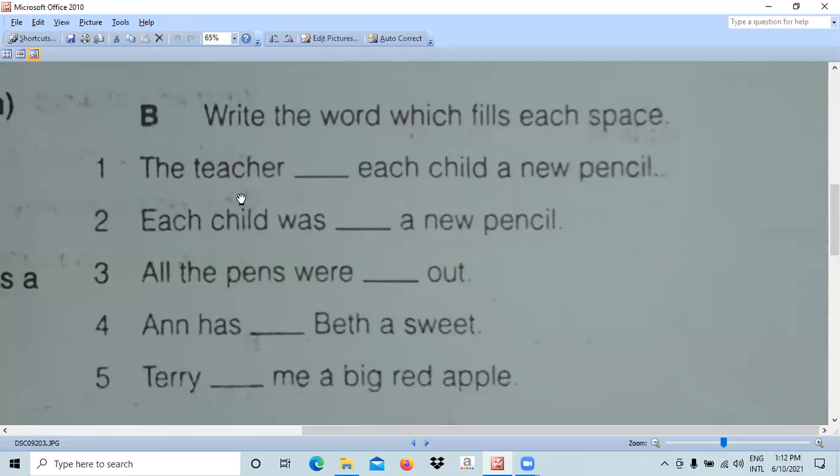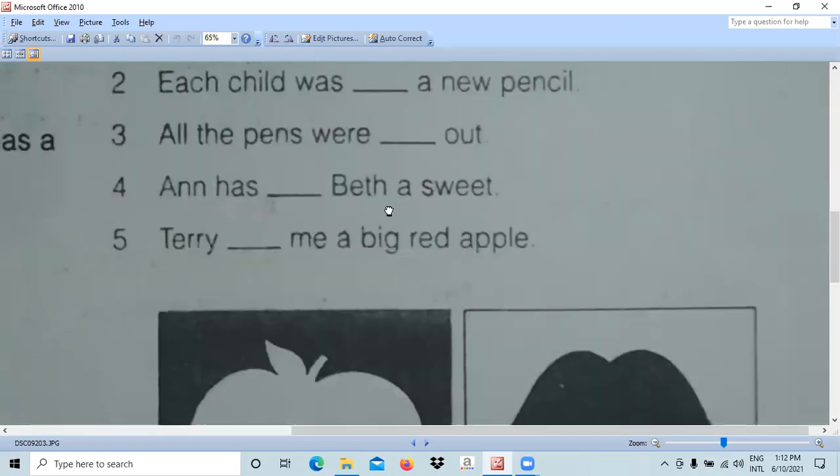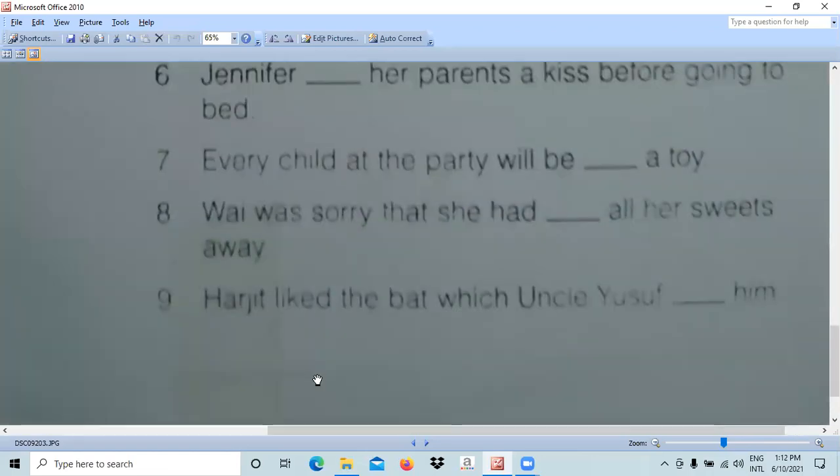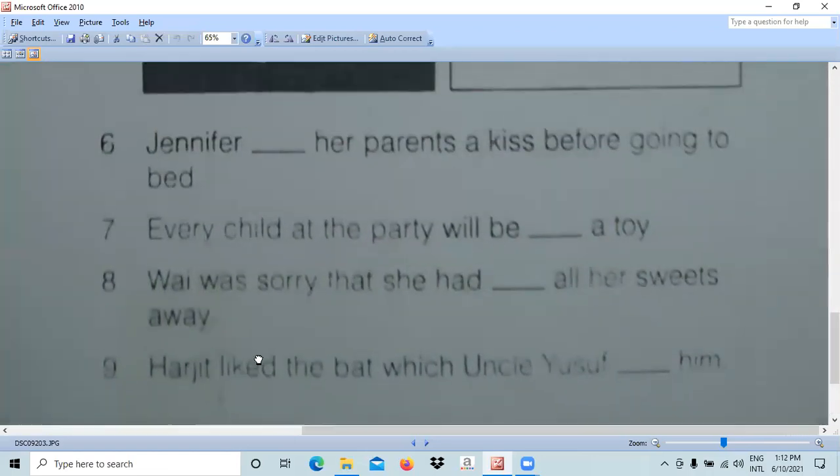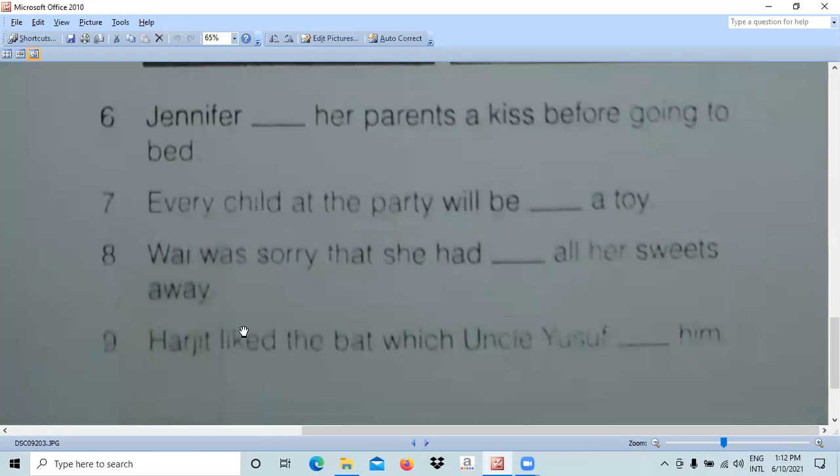The teacher gave each child a new pencil. Each child was given a pencil. Was is a helping verb, so was given a new pencil. All the pens were given out. Terry gave me a big red apple. There are another four.